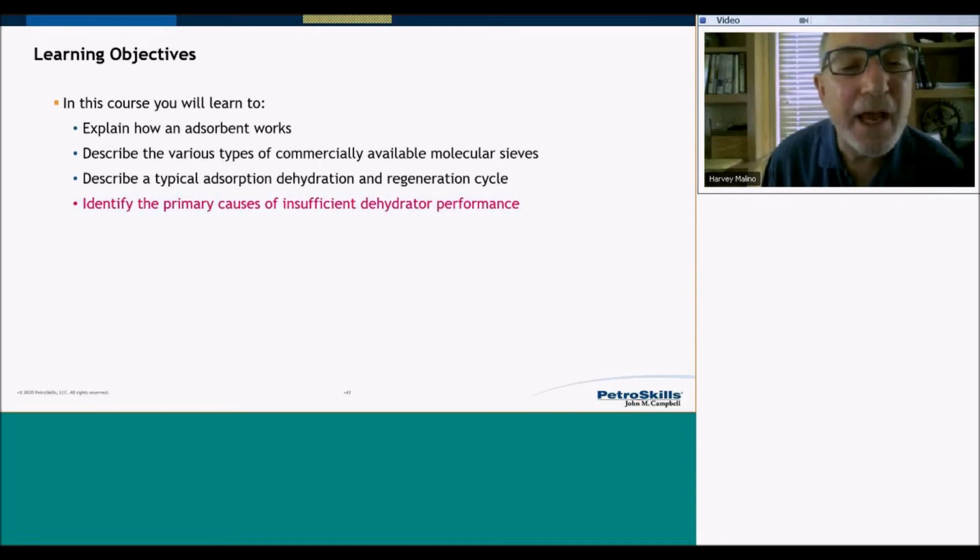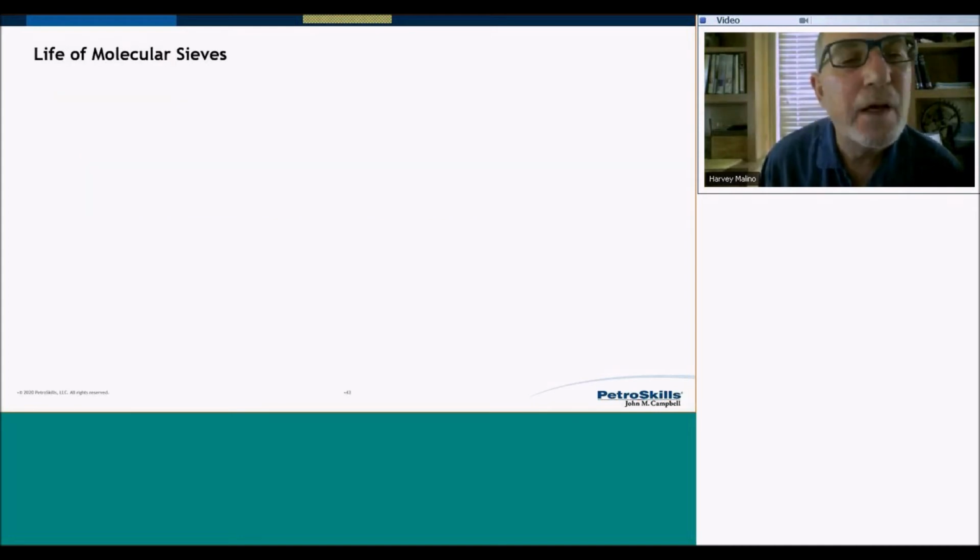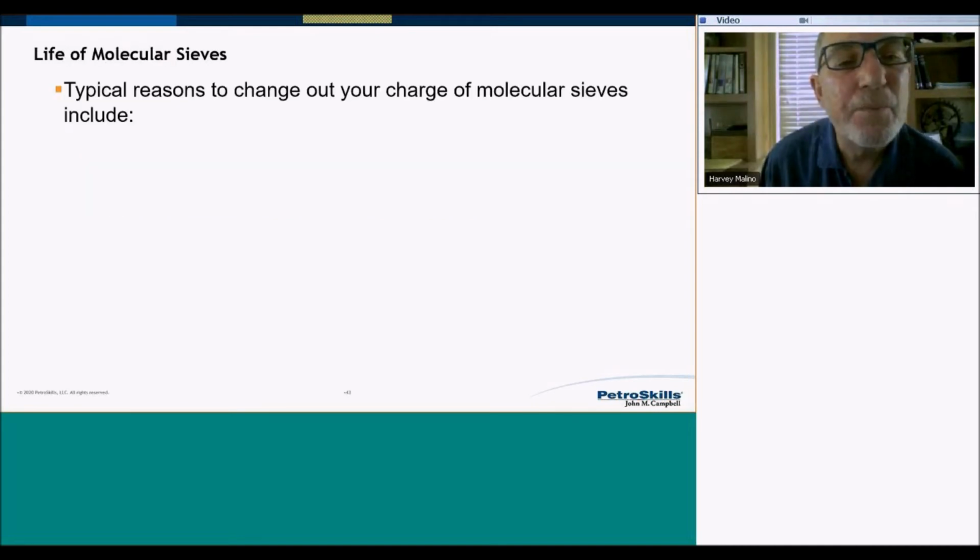Let's take a look at why your dehydrator may not be performing. As I mentioned very early in the session when I showed you that very old black and white picture of a 3-vessel absorption system, these molecular sieve dehydration units have been around for over 50 years, probably closer to 70. So, life of molecular sieves. Why do we change it out?